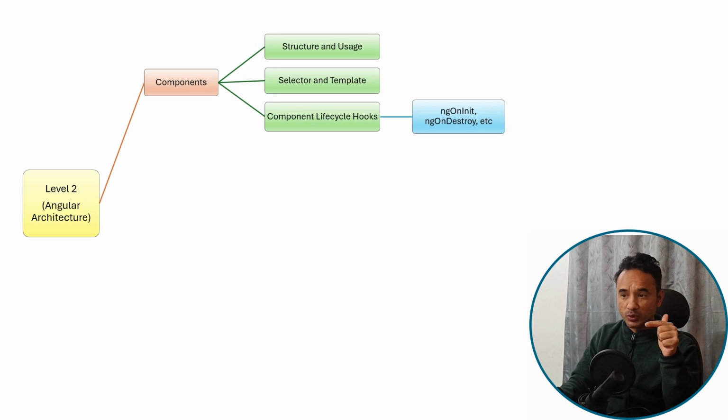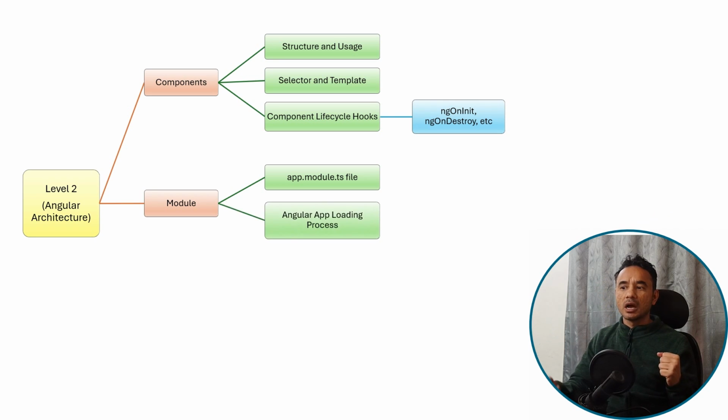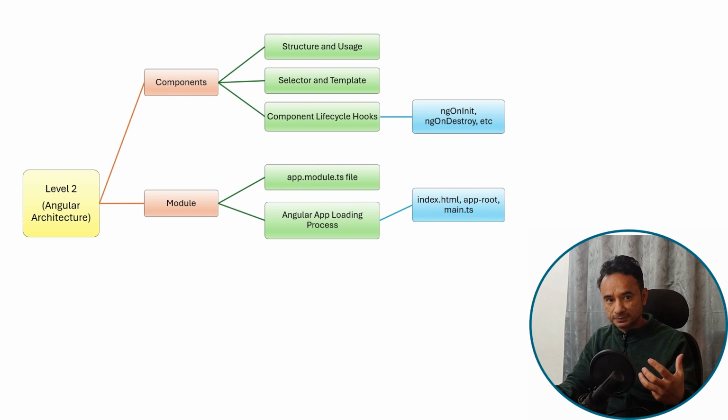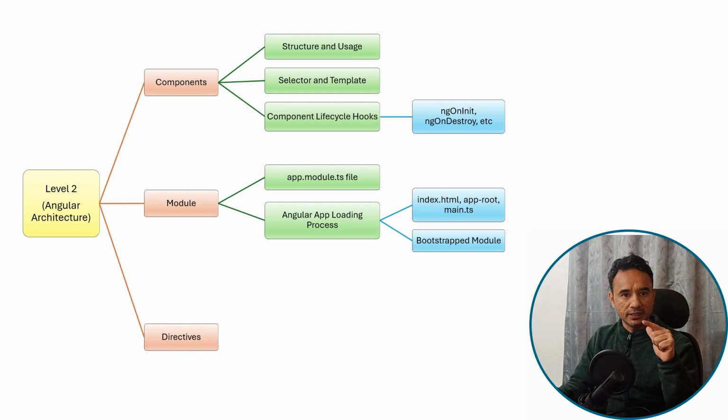Okay, these are components. Then we have modules, and you know every Angular app has at least one module, and that is this app module file. So it is like the main character of your Angular application movie. Then learn about how the Angular application loads, and while the application is loading, what the roles of these files are: index, app root, and the main.ts file. And then in addition you can also explore this bootstrap module here. Okay, now next are the directives on the list.